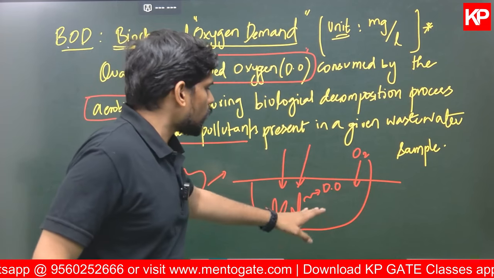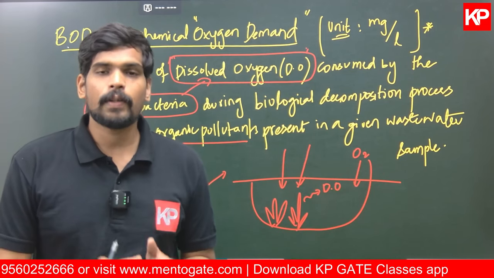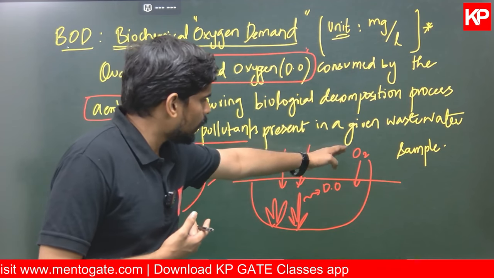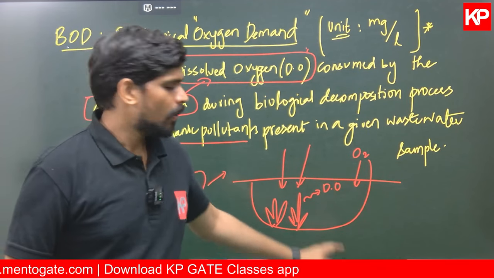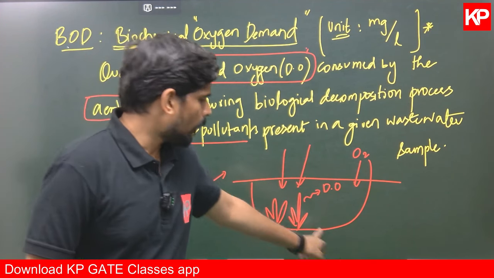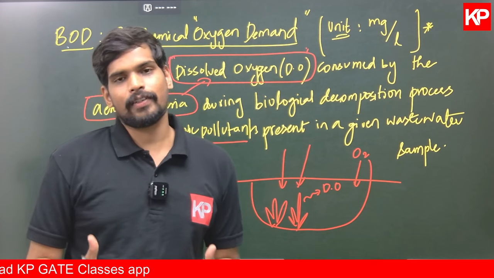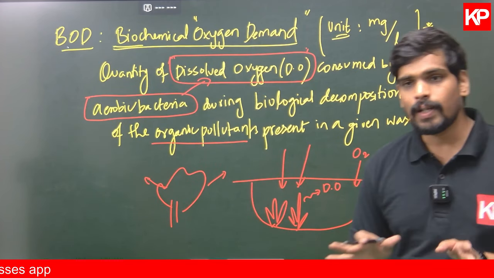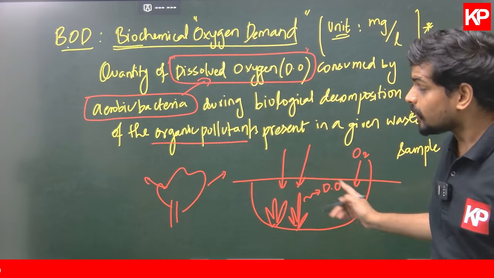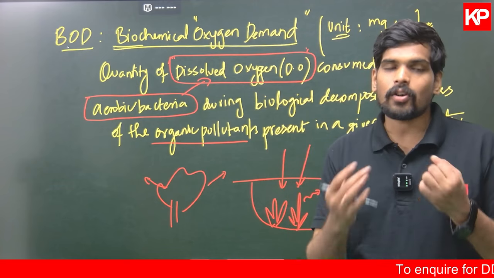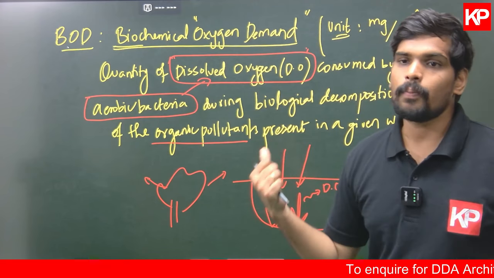So basically, dissolved oxygen is oxygen which is dissolved into the water, which is majorly sourced from the dissolving process of the atmospheric oxygen, or from the oxygen released by the photosynthesis process of the aquatic plant matter which has chlorophyll in it. This dissolved oxygen is naturally present in water streams, and it is consumed by the bacteria. And how much oxygen is consumed, that is checked to measure BOD.